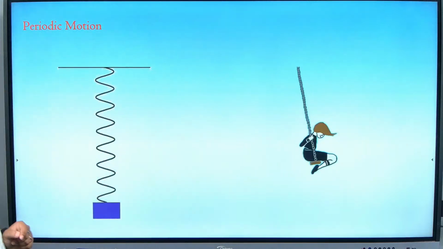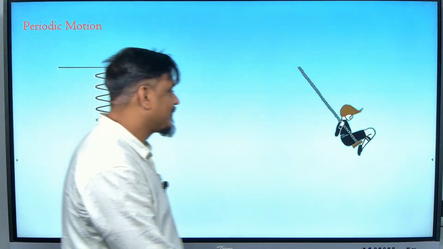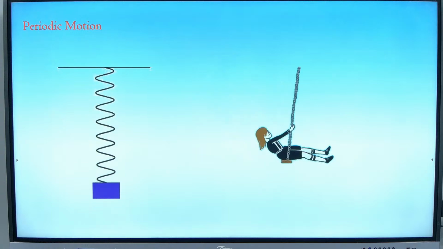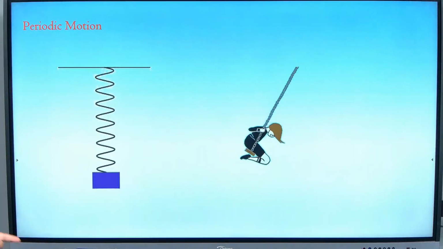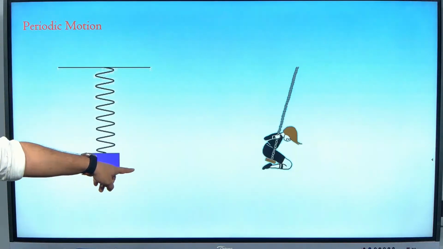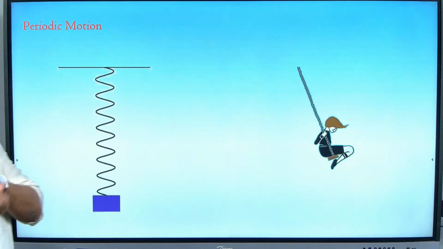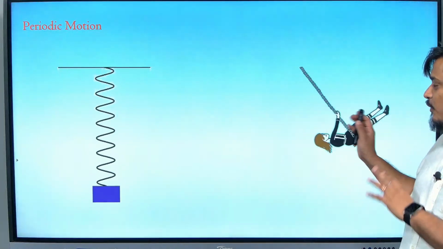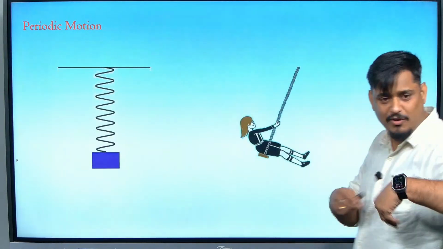What about this girl who is sitting on a swing and enjoying the day? It's like a pendulum, but it's not a pendulum. It's a swing. I'm not saying that it is not similar to a pendulum. It's a human being here, a girl sitting on the swing. A pendulum is not a living thing, it's a bob and a string. So it is like a pendulum, I accept, but it is a girl who is swinging on a swing.